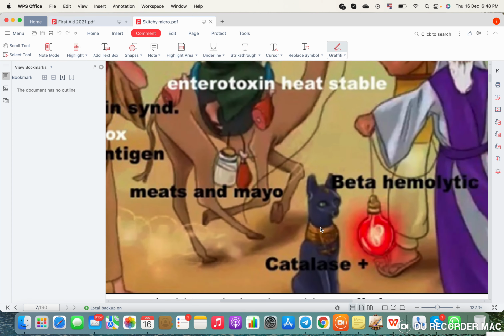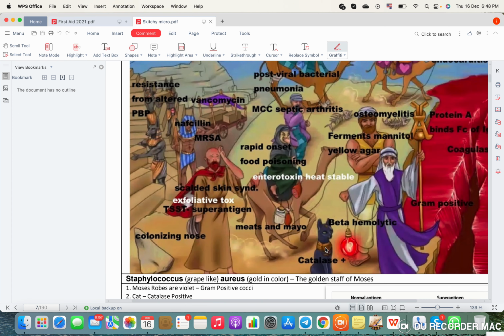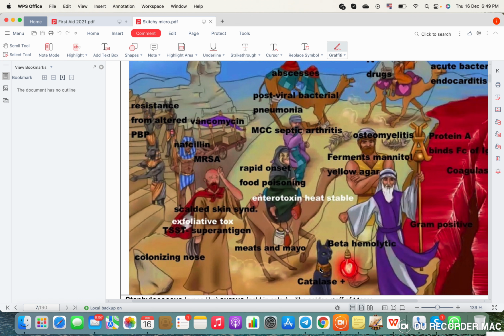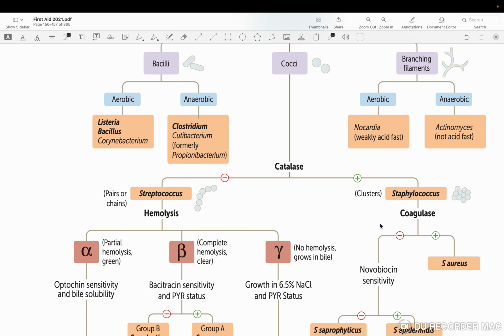Here is the cat. Remember about the cat? This is the cat in the video. So the cat represents catalase positive. Catalase positives are really dangerous in which disease, guys? CGD, absolutely correct. Chronic granulomatous disease. Yep. So let's take a look. You can see that Staphylococcus aureus is catalase positive.